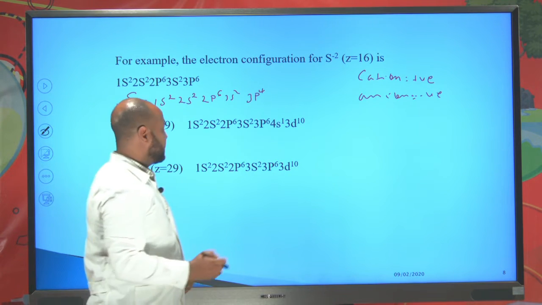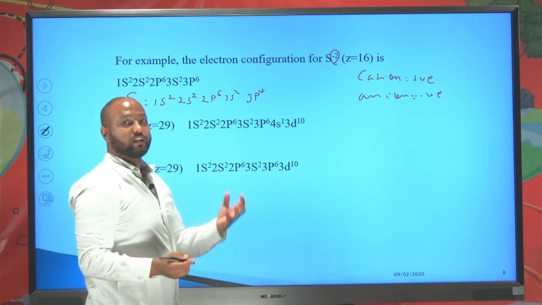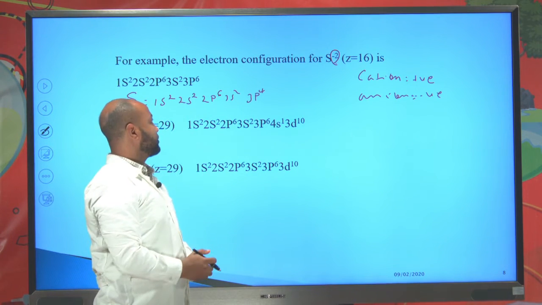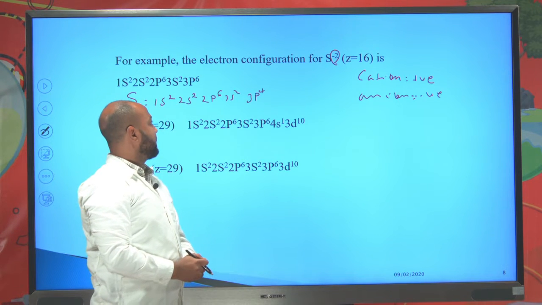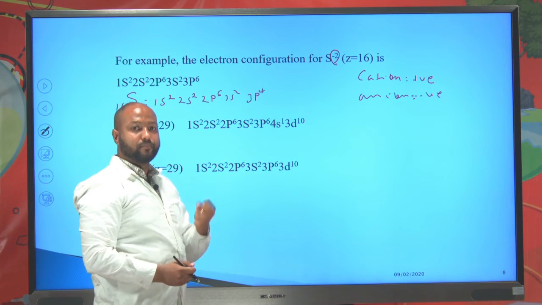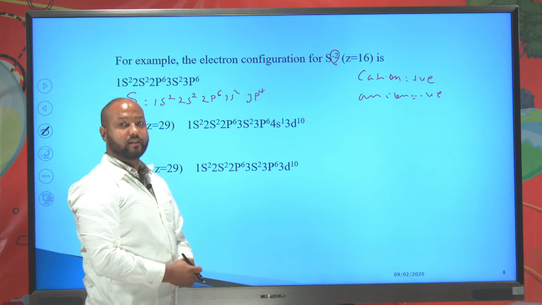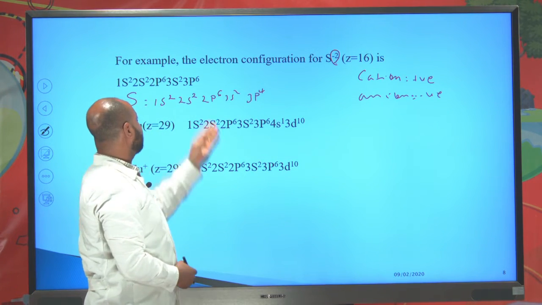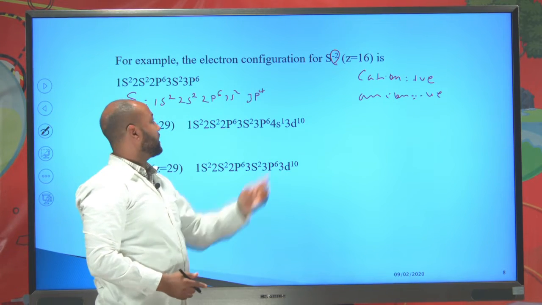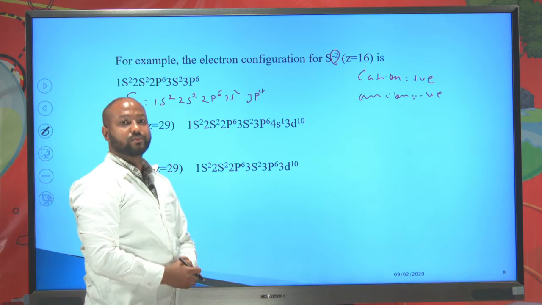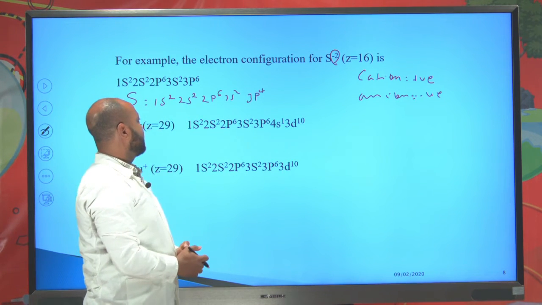But for this -2, it shows that additional electrons are added to the sulfur atom. It becomes an anion. What will we do? The number of p electrons becomes 3p6 because of the addition of these 2 electrons. This is the electron configuration.